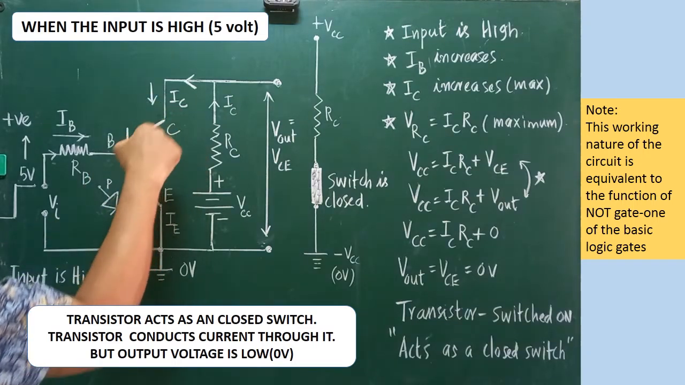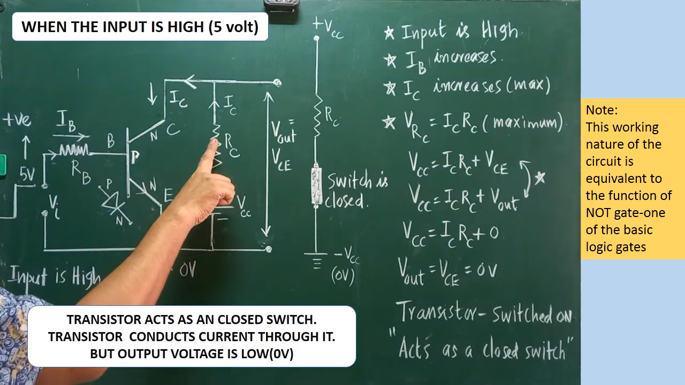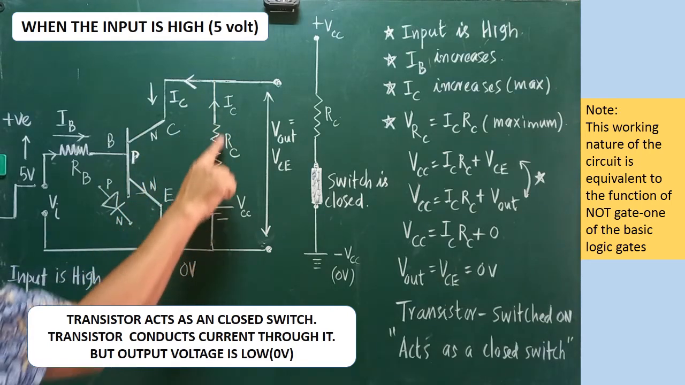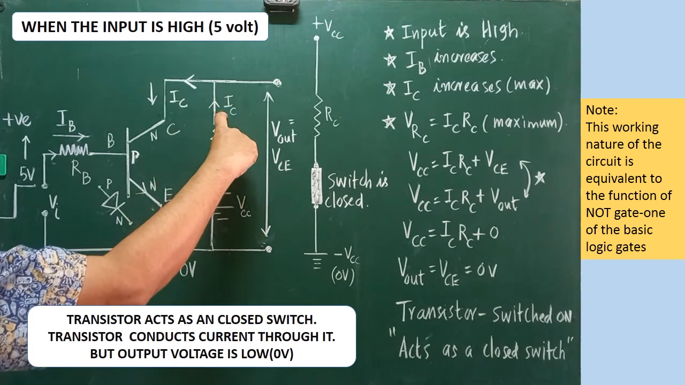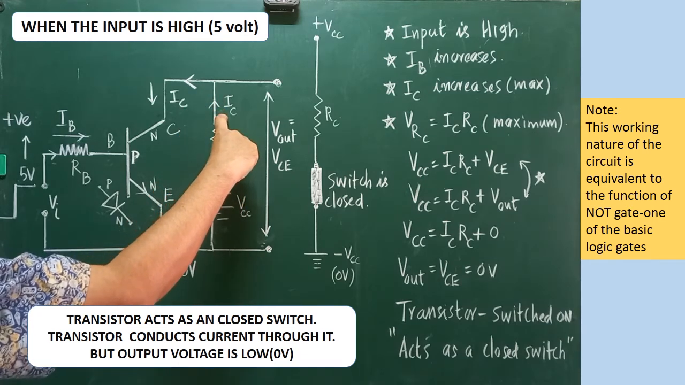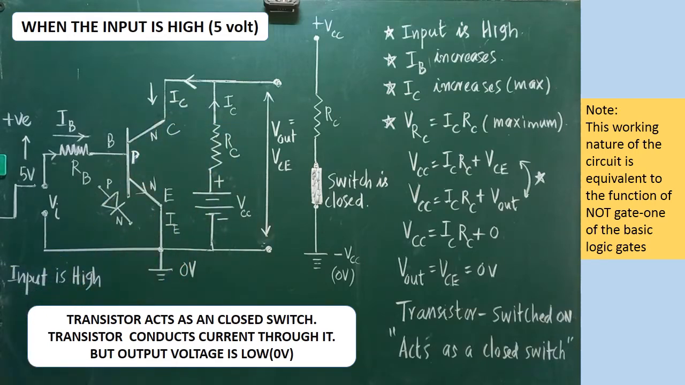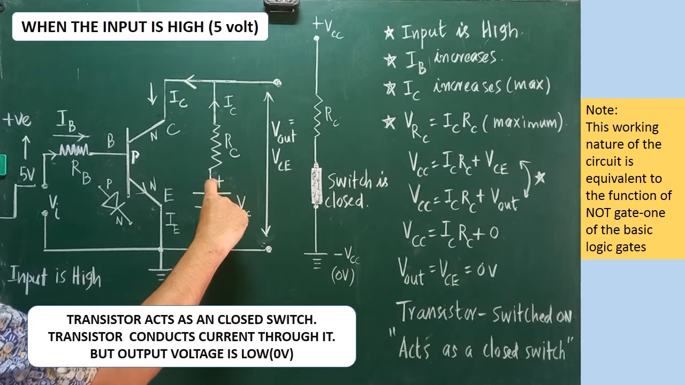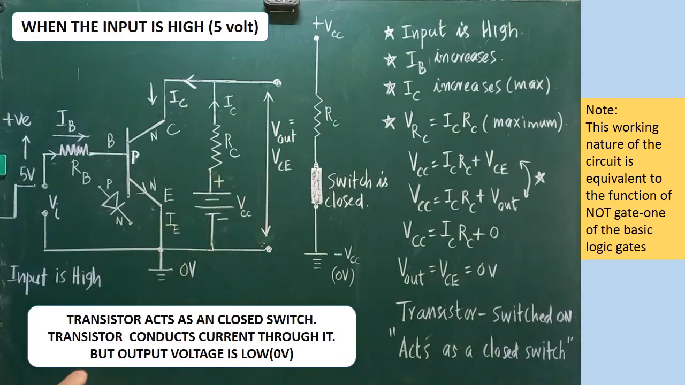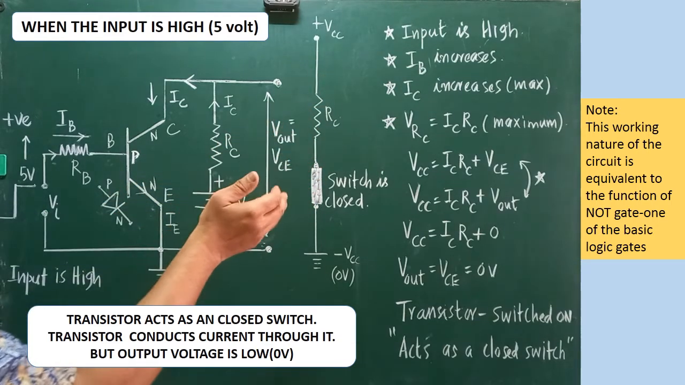When current flows through the transistor, the maximum amount of collector current flows from the VCC. That collector current flows through the RC and there will be a potential drop across RC. Are you clear? So you know what VCC is. The voltage across the power supply is called VCC. Now we will see the formula.